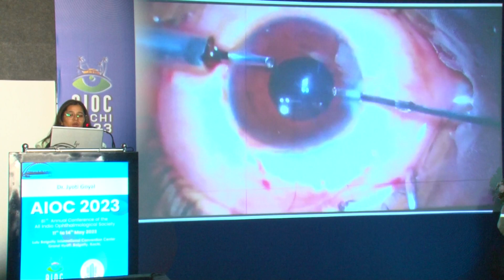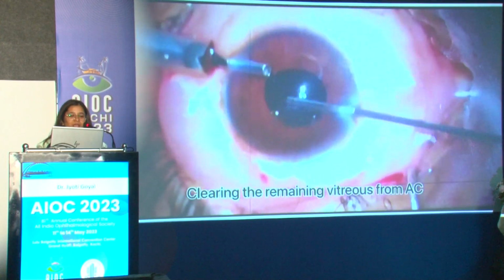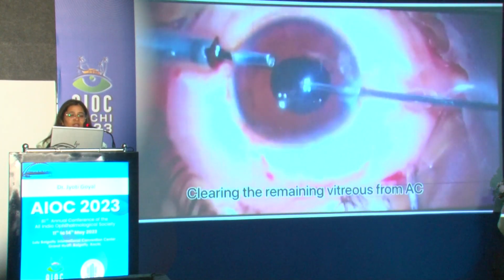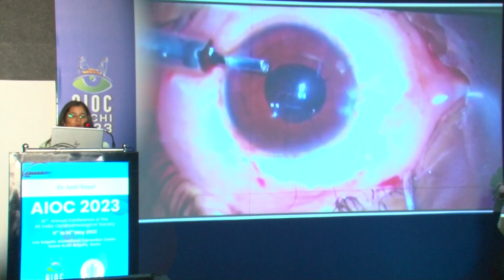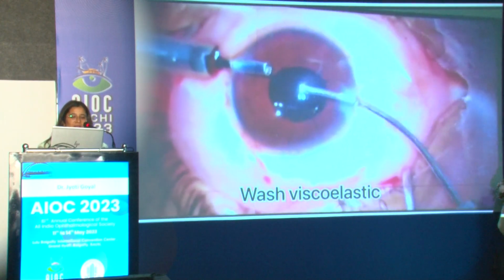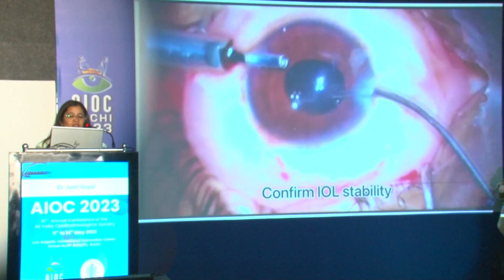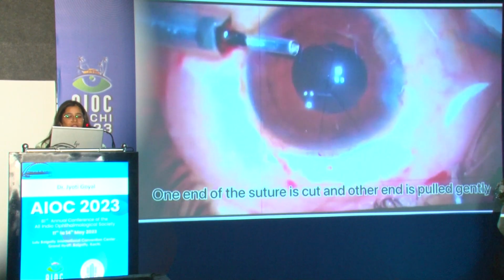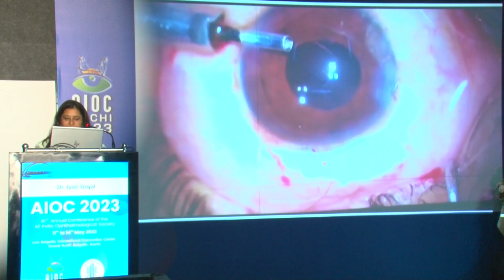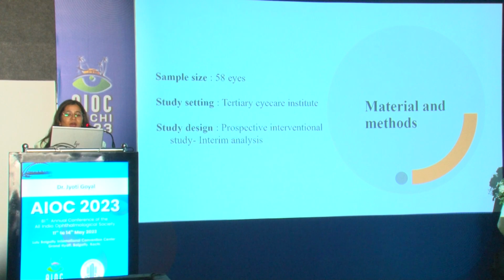After that, we perform a thorough anterior vitrectomy, and we have to make sure that the entire vitreous is cleared from the AC. We wash out all the viscoelastic from the AC, and after ensuring the stability of the IOL, we cut one end of the suture and pull the other end of the suture gently. We are planning to use this technique in 58 eyes in our hospital, which is a tertiary eye care institute, and this is an interim analysis of this prospective interventional study.